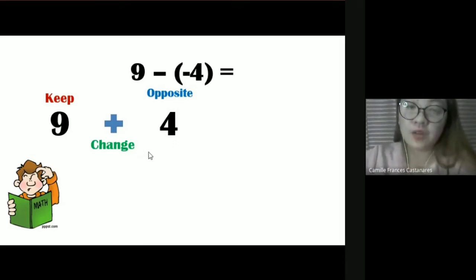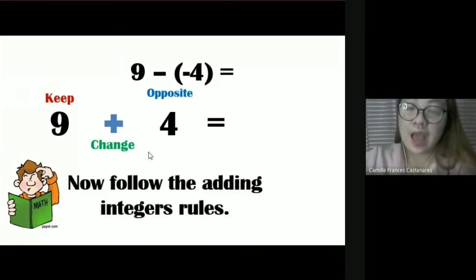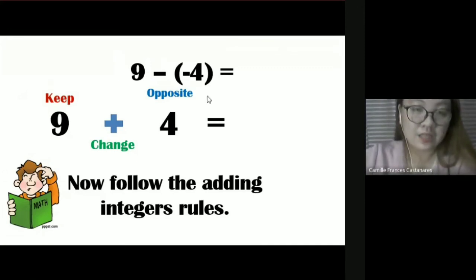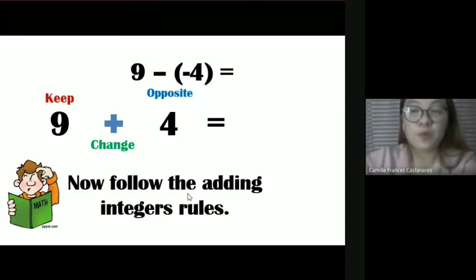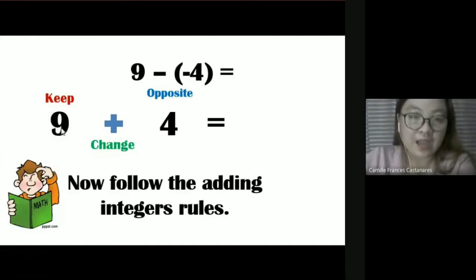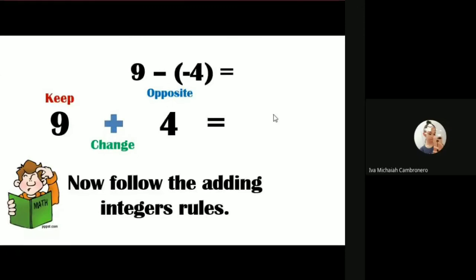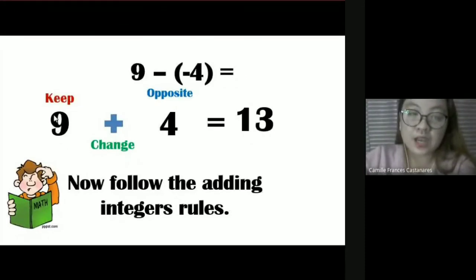So we did keep, change, change, or put the opposite of the second number. And then we follow the adding integers rules. This is positive 9 and this is positive 4. What rule will we use in adding integers? Rule number 1. Very good. Positive 9 plus positive 4 is equal to 13. The signs of 9 and 4 are both positive, so our answer is positive 13.